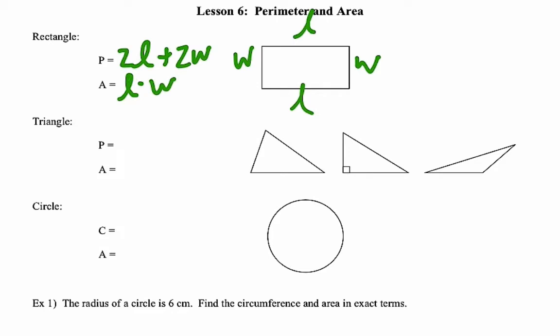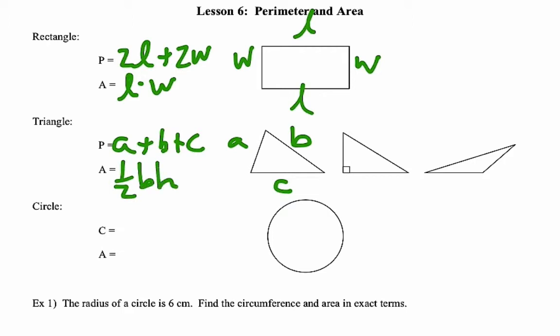Now in a triangle, you have three sides, but they don't always have to be the same three sides. As you can see, I have three different triangles drawn completely different. So usually for perimeter, we say you have side A, you have side B, and you have side C. So the perimeter is simply A plus B plus C. The area is 1/2 the base times the height.